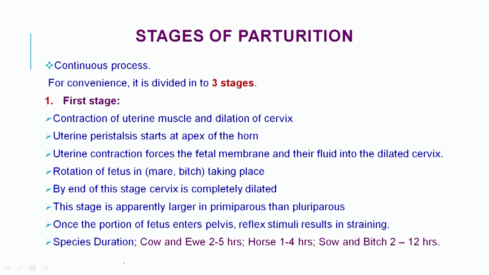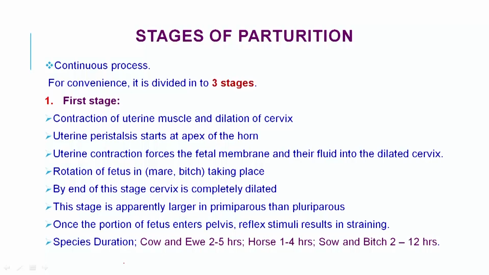Parturition is divided into 3 stages. In the first stage, there will be contraction of the uterine muscles and dilatation of the cervix, so that discharge of the mucous membrane will be there, and the birth canal will be softened and lubricated by the mucus secretions. It will last around 2 to 5 hours, and up to 12 hours in the bitch.